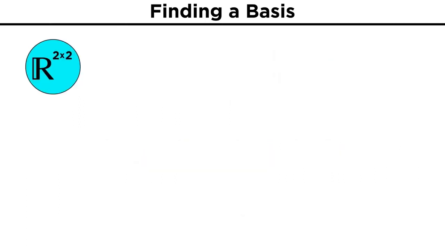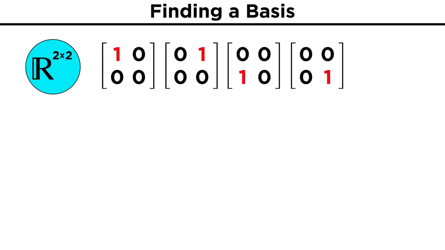Now let's look at a more complicated example, the set of matrices in R2x2. We could check to make sure 4 matrices with a 1 in each corner is a basis, but let's instead consider the following 4 matrices. 1s on the top row with 0s on the bottom, then 1s on the bottom row with 0s on the top, then 1s on the diagonal with 0s for the other 2 entries, and then a 1 everywhere but the top left, which will be 0.